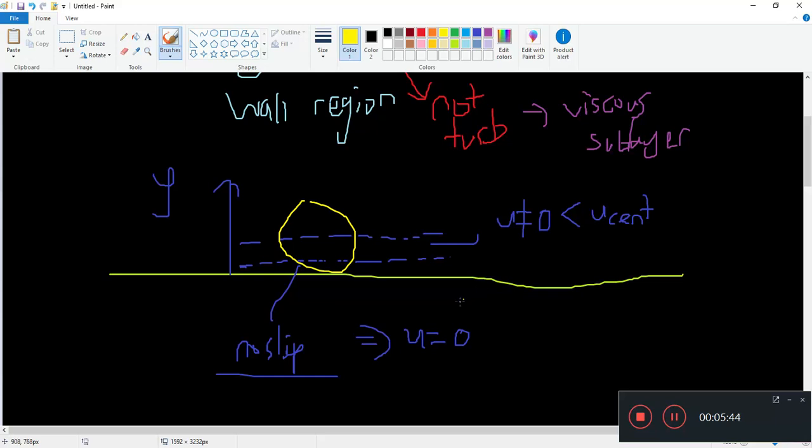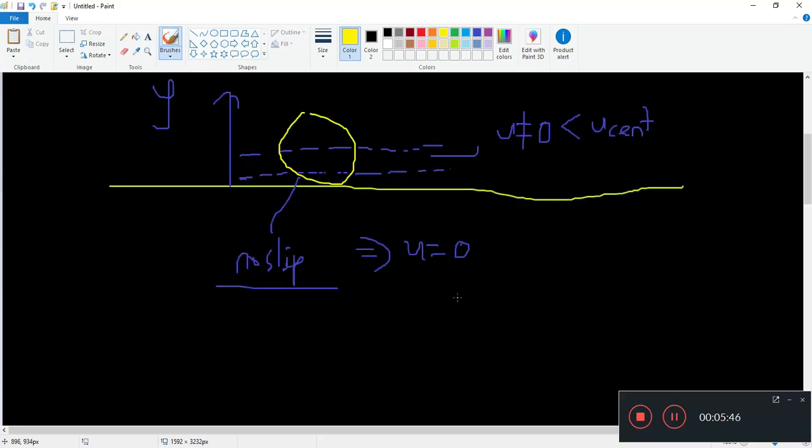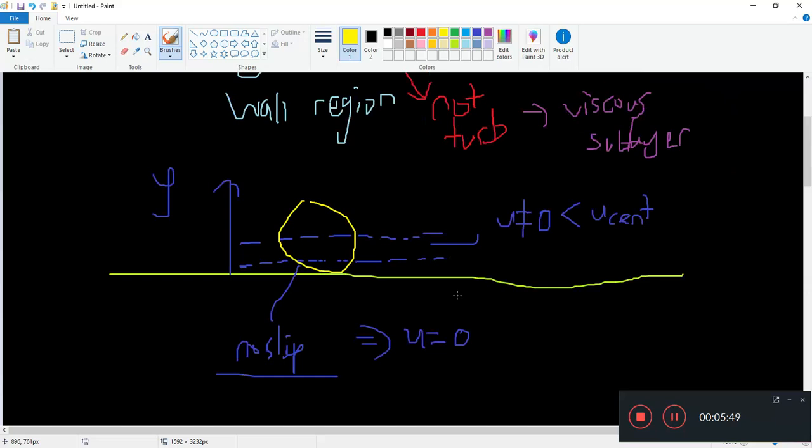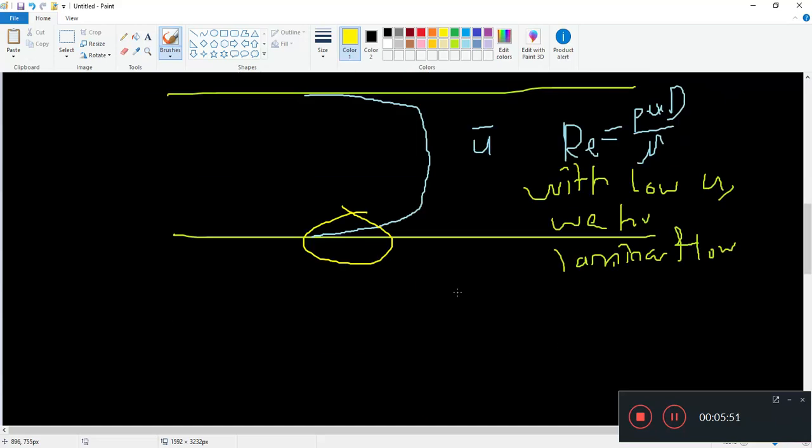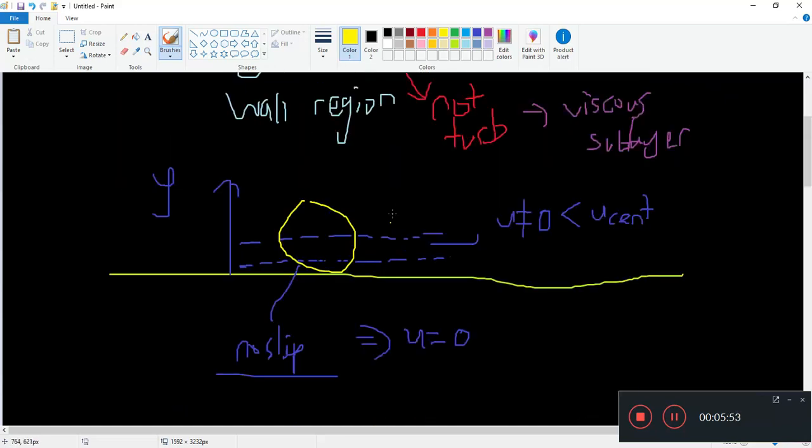The question is, what is this velocity profile like at the wall? And what's it got to do with turbulence? So remember, we said that near the wall we have a laminar region. It's laminar near the wall, and we call this the viscous sublayer.